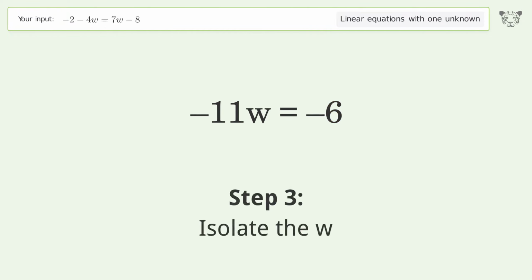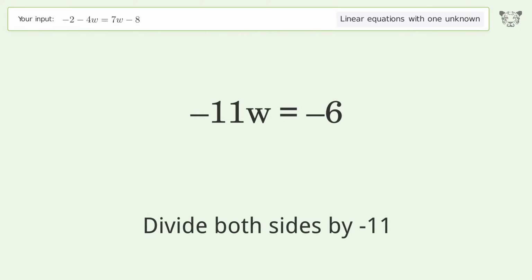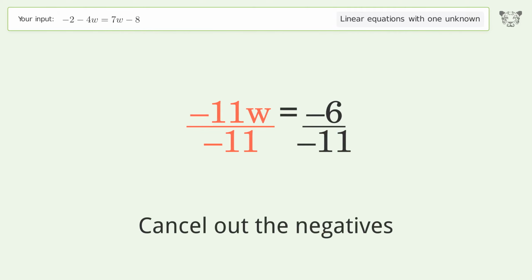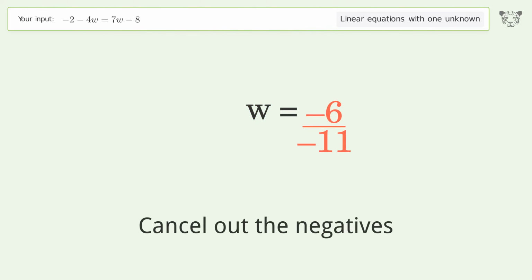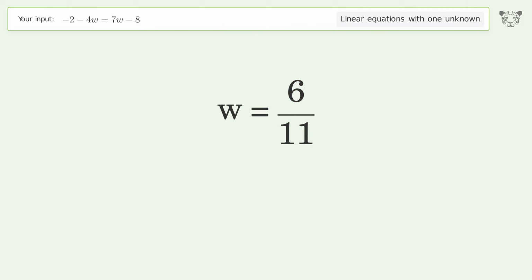Isolate the w. Divide both sides by -11. Cancel out the negatives. Simplify the fraction. Cancel out the negatives. And so the final result is w equals 6/11.